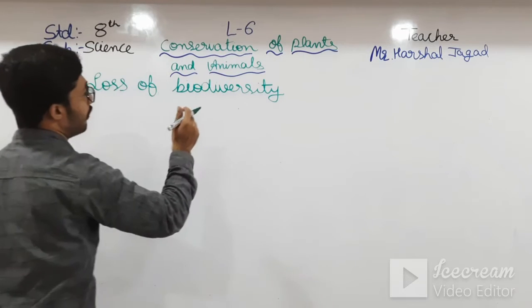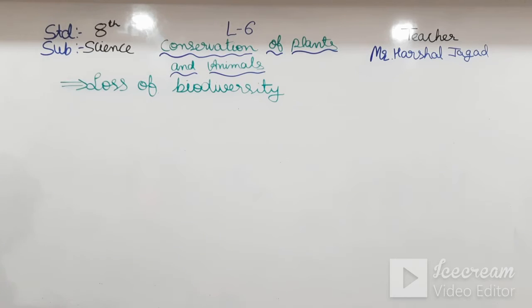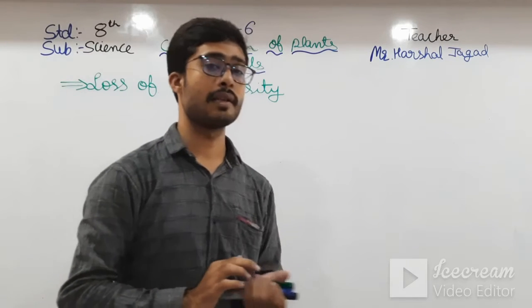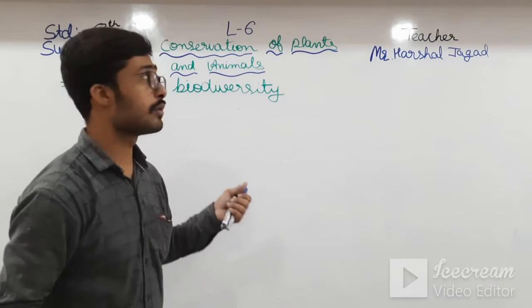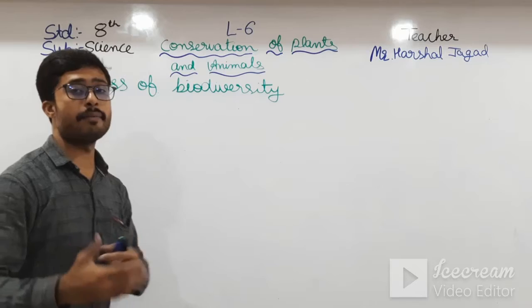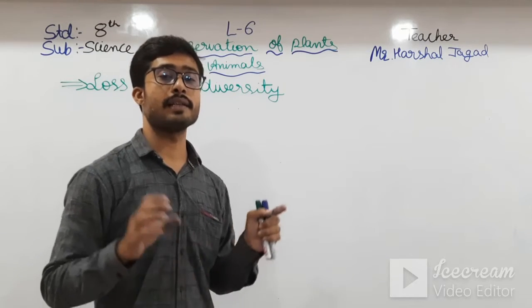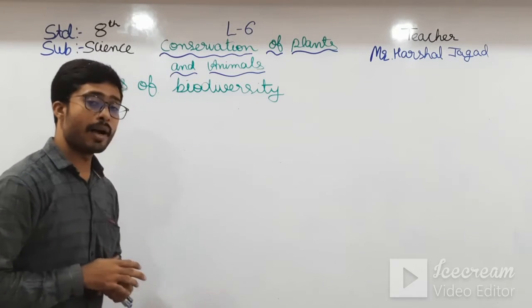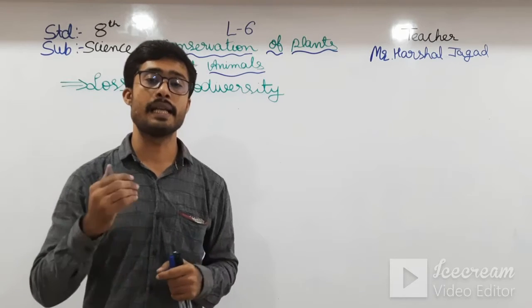So, first of all, what is biodiversity? We have seen, the variety of organisms which live on the earth is known as biodiversity. So, loss of biodiversity day by day: due to certain reasons the diversity is decreasing, we are losing biodiversity. So which are the main reasons behind that?